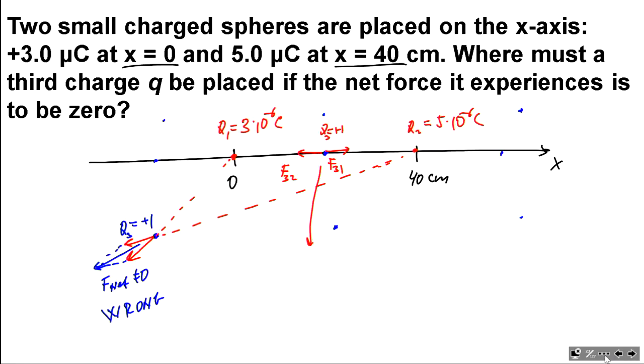And because net force here must be equal to 0, hence these 2 forces must cancel each other out, meaning they must have the same magnitudes. Nothing new so far. Of course, now we have to start applying the Coulomb's law, right?